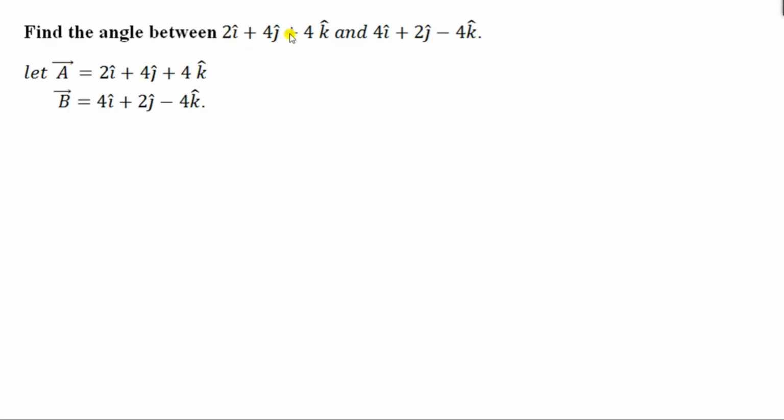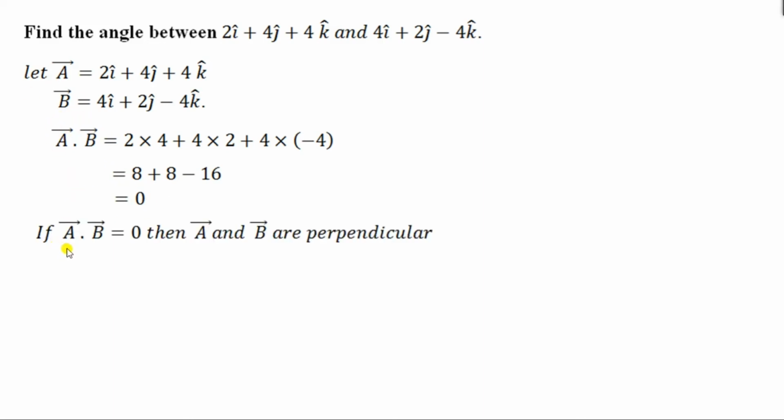Let's find the angle between these two vectors. So suppose this vector is A and this vector is B, then A dot B is 2 into 4 plus 4 into 2 plus 4 into minus 4. So this is 8 plus 8 minus 16, this is 0. So we got A dot B is equal to 0. So we can directly write that if A dot B is equal to 0, then A and B are perpendicular to each other. That means the angle is 90 degree.